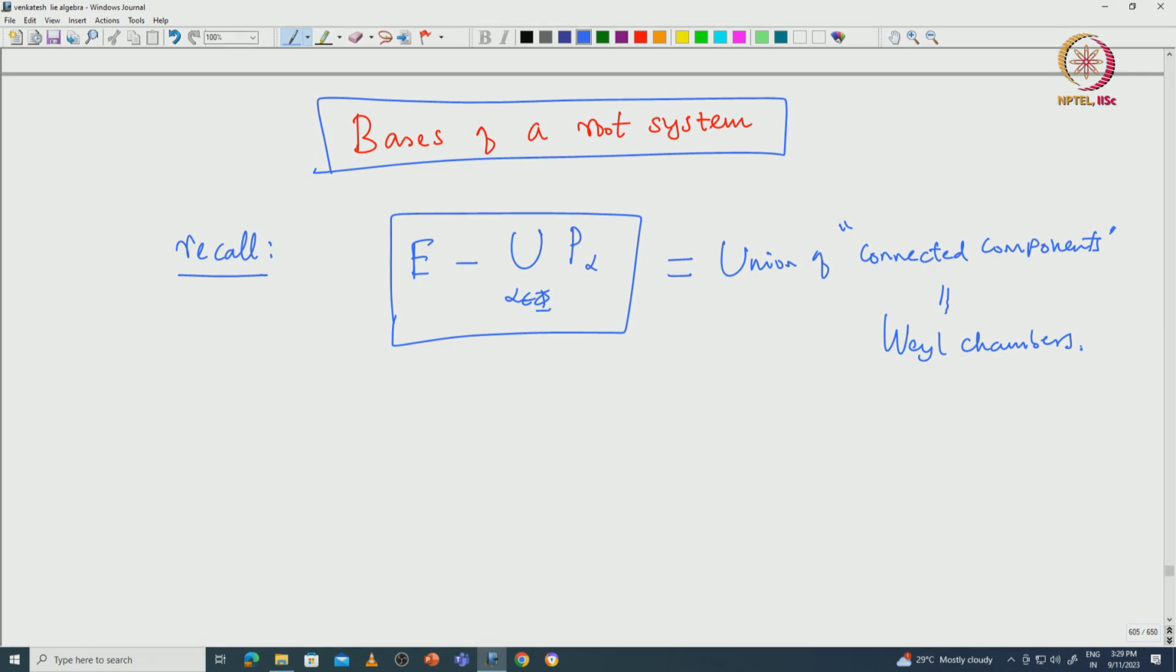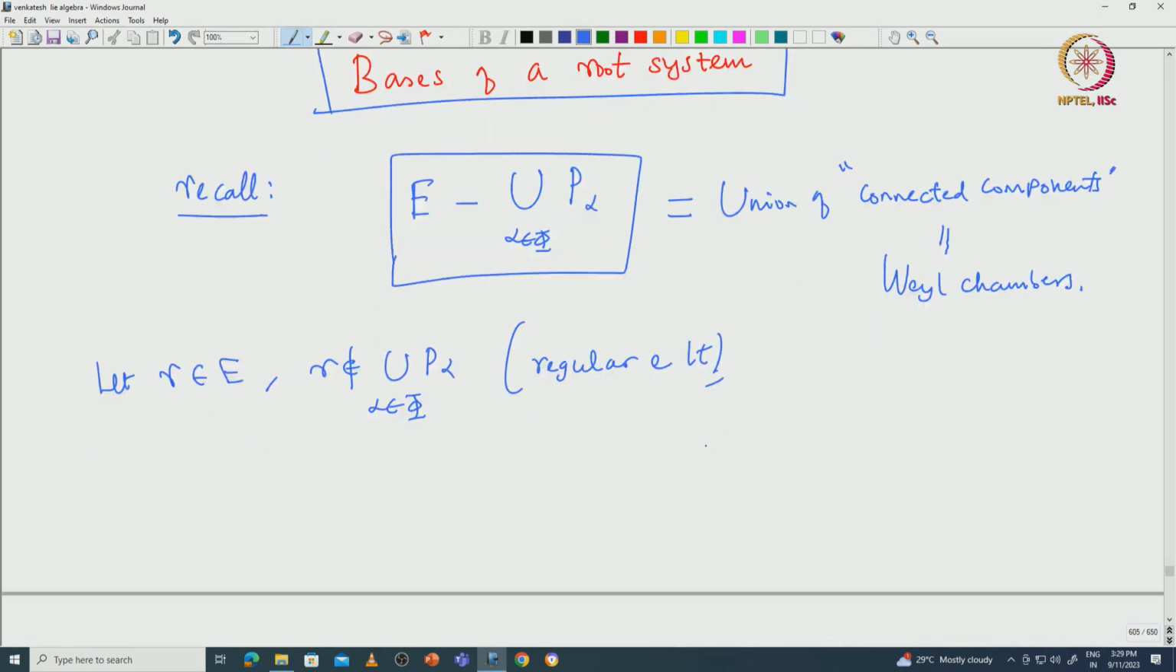Okay. So then what we realized: if we take some gamma inside this complement, which we call a regular element. So let gamma be an element of V which is not in this union of P alpha, alpha in phi. So that means this is a regular element.